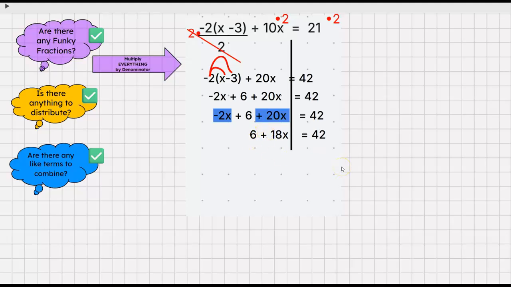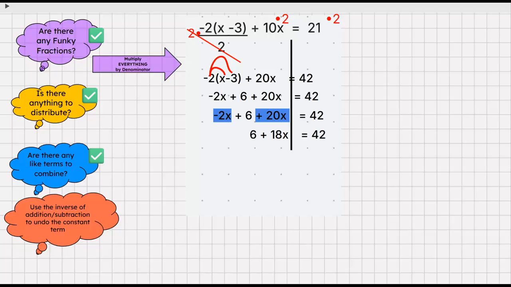So now we have a two-step equation, and we can solve it by looking at our constant. We have a positive 6 constant, and we're going to use the inverse of that positive, or addition, to undo this. So we're going to minus 6 from both sides. When we minus 6 from both sides, we're left with 18x equals 36.